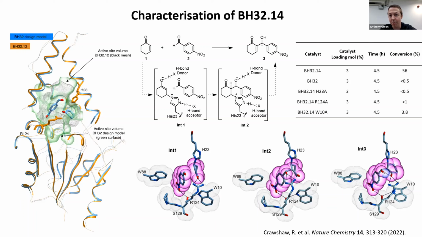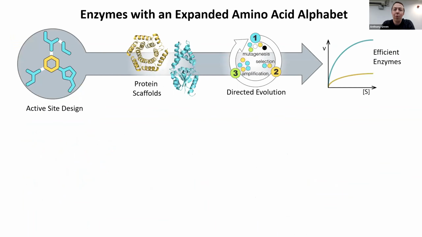Okay, so now I am going to come on to the genetic code expansion element. What I hope I've shown you initially, very briefly, is that using computational design methods, we can now build new active site environments in proteins. We can embed those active sites into either de novo scaffolds or natural scaffolds, combine that with evolution, and get relatively proficient enzymes, certainly enzymes that are orders of magnitude more efficient than small molecules.